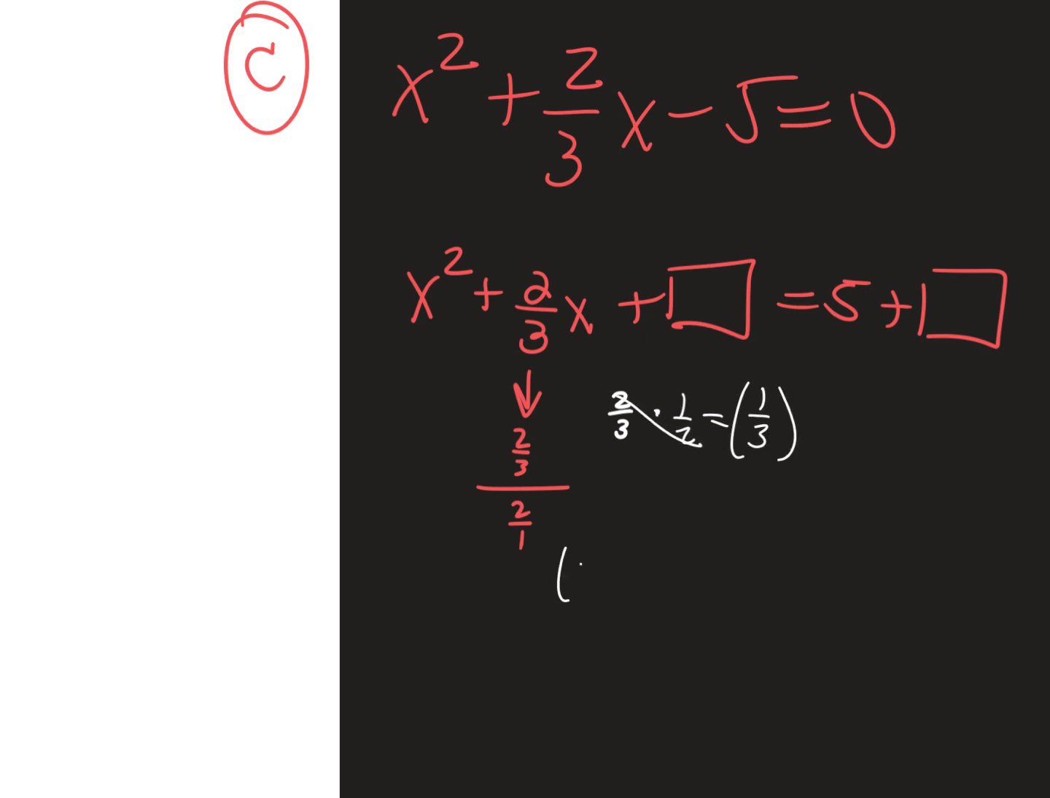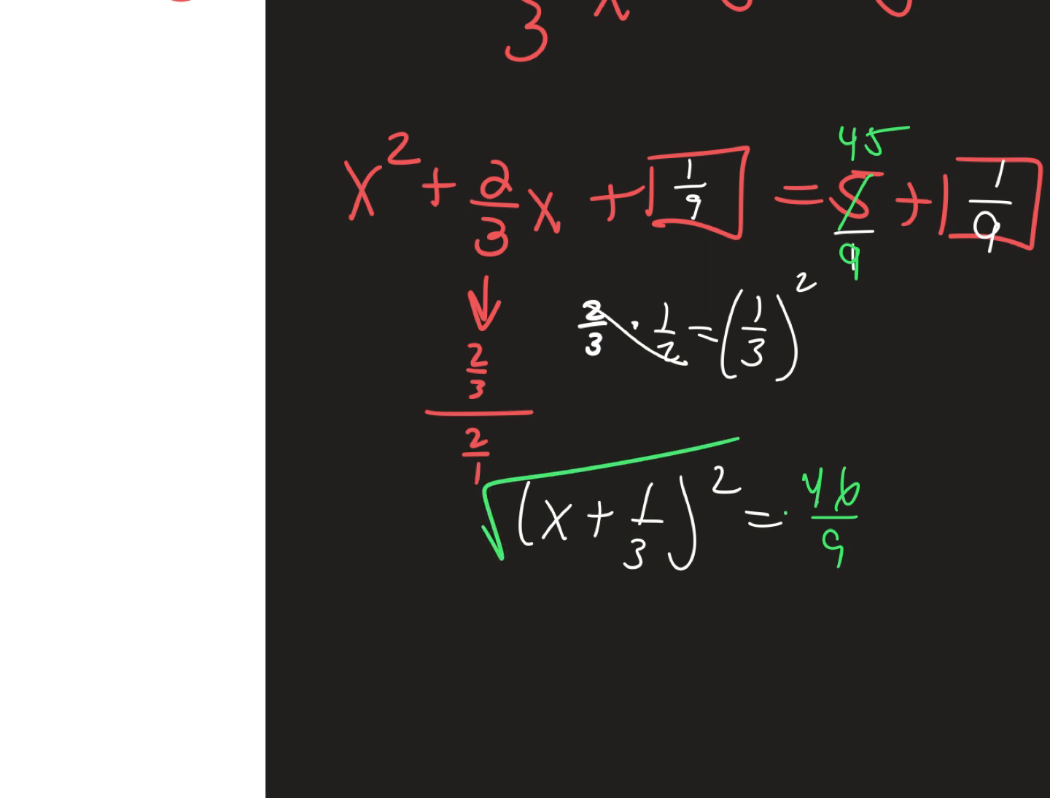So what's going to go in my binomial is x plus 1/3 squared equals, what's going to go in each box? I have to square this. So 1 squared is 1, 3 squared is 9, so 1/9. And 1/9. So before I can go ahead and combine, I have to change 5 to ninths. Well, common denominator between 9 and 1 is 9. So 1 times 9 is 9. 9 times 5 is 45. So this gives me 46 over 9.